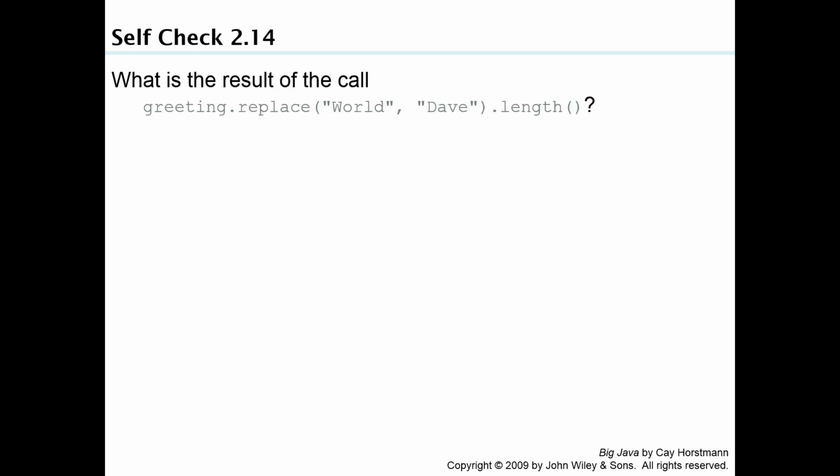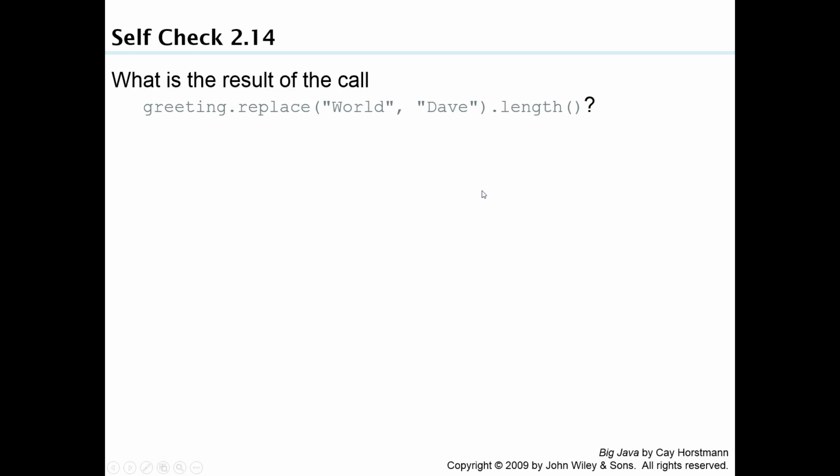So what's the result of a call to greeting.replace("world", "Dave").length()? That's complicated. So first we have to do this first part, which I guess is the replace. So hello world becomes hello Dave. And then how long is that? Well, hello is 1, 2, 3, 4, 5, plus the space is 6, 7, 8, 9, 10. So I'm thinking 10, and then once you have that string built, then you ask for its length.